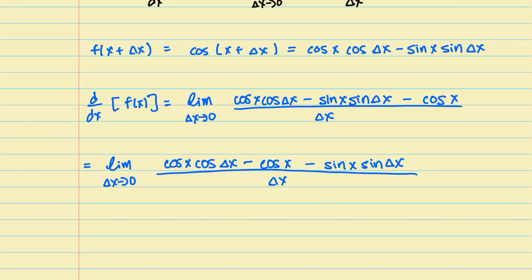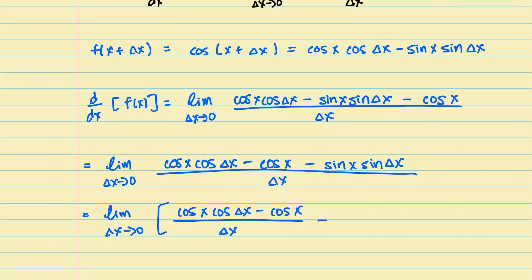Now, let's use fraction properties to decompose this fraction into two individual fractions. We can write the derivative of f of x as the limit as delta x approaches 0 of cosine of x times cosine of delta x minus cosine of x, all divided by delta x. This is our first fraction. And we'll have minus sine of x times sine of delta x, all divided by delta x, our second fraction.